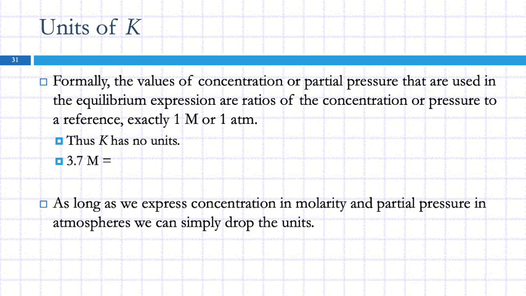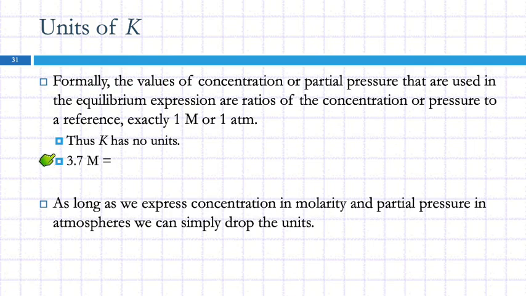Okay, units. So officially, formally, the values of concentration or the partial pressures used in those expressions are not the actual concentration or partial pressure. It's a ratio of the partial pressure or concentration to a reference value. Well, the reference value is going to be exactly 1 molar or exactly 1 atmosphere. So what ends up happening is that the equilibrium constant has no units because of this.